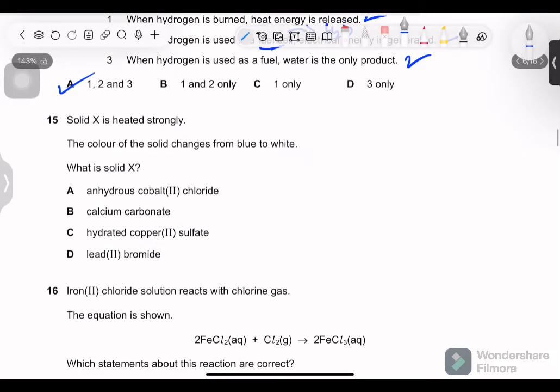Solid X is heated strongly. The color of the solid changes from blue to white. So from blue to white, what is solid X?